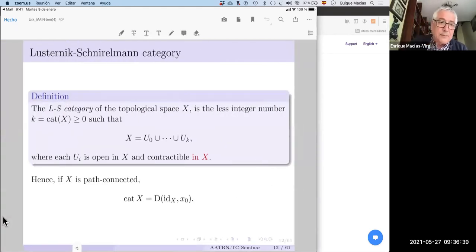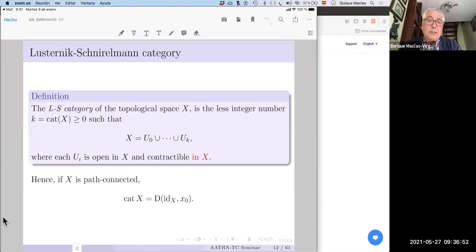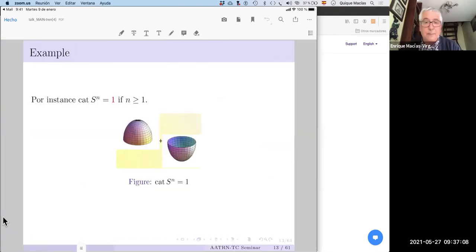You know the definition: the LS category of a topological space X is the least integer number K such that there is an open covering by K plus 1 open sets, and each one is contractible in X. So it's clear that, at least if X is path connected, the category is just the distance between the identity and any constant map. This is a typical example of a sphere, which has category 1.